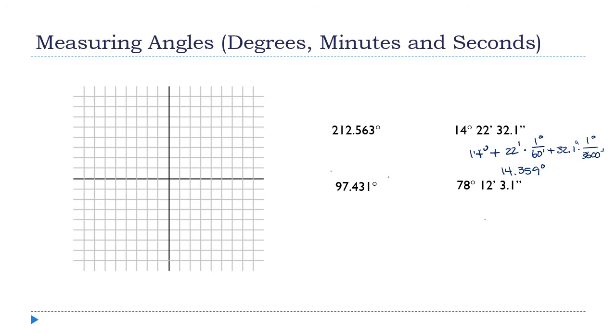So I'm going to do exactly the same process. I'm going to leave the 78 alone. That's fine. 78 degrees plus 12 minutes times 1 degree in 60 minutes plus 3.1 seconds times 1 degree in 3600 seconds. And now you go to your calculator. This is 78.201 degrees.